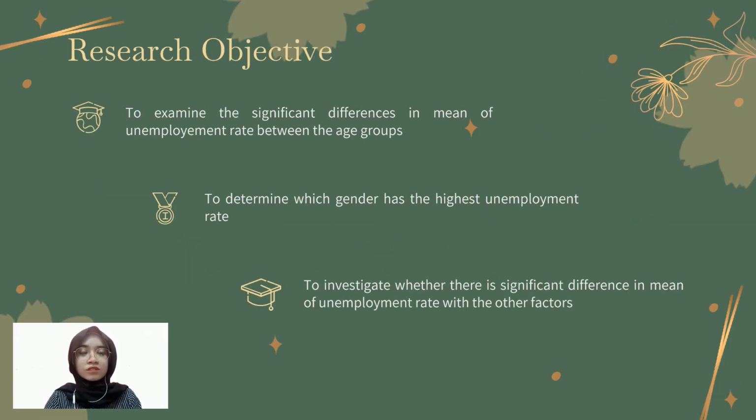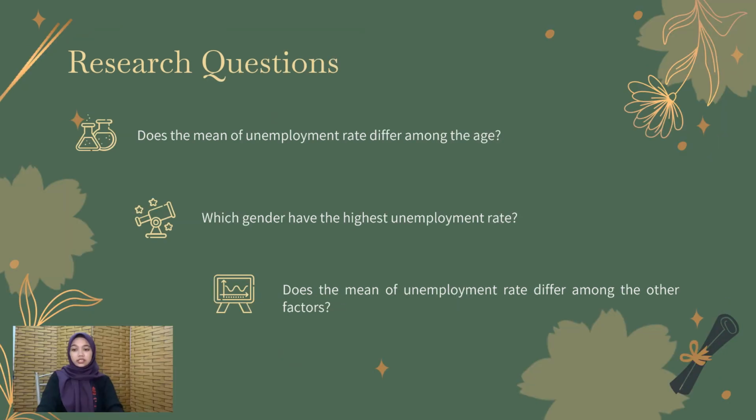Next is our research objective. We have 3 research objectives, which are to examine the significant difference in mean of unemployment rate between the age groups, to determine which gender has the highest unemployment rate, and to investigate whether there is a significant difference in mean of unemployment rate with the other factors of unemployment. Research questions: Does the mean of unemployment rate differ among the age groups? Which gender has the highest unemployment rate? Does the mean of unemployment rate differ among the other factors?